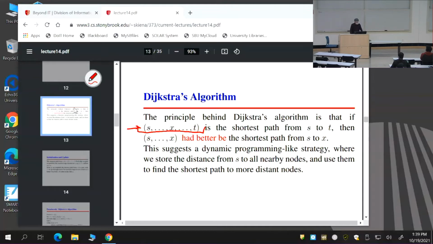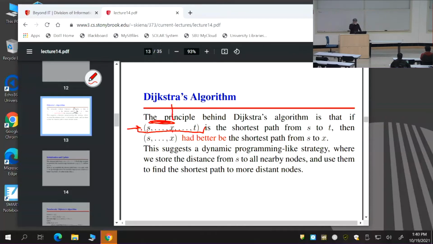Suppose you're telling me that the shortest path from Stony Brook to Chicago goes through the Triborough Bridge. Well, what do I know? The shortest path from Stony Brook to Chicago, if it passes through the Triborough Bridge, had better include the shortest possible path between Stony Brook and the Triborough Bridge. Why? Suppose there was a shorter path from Stony Brook to the Triborough Bridge. Well, then you could find a shorter path from Stony Brook to Chicago by replacing the path between Stony Brook and the Triborough Bridge with a shorter one. Does everybody kind of see that?